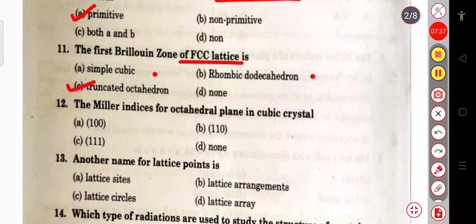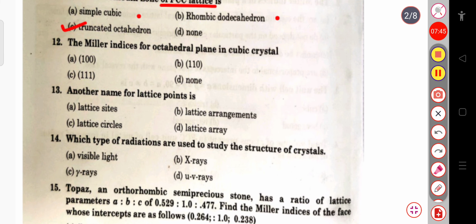Okay. The next question is, the Miller indices for the octahedral plane in the cubic crystal is. So we have already discussed this in the Miller indices part. I have already made a separate playlist for this, so you can check it from there.